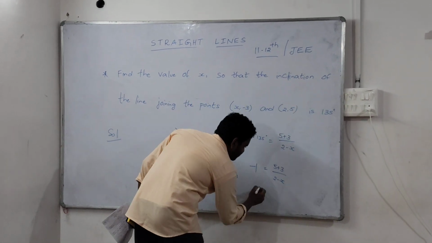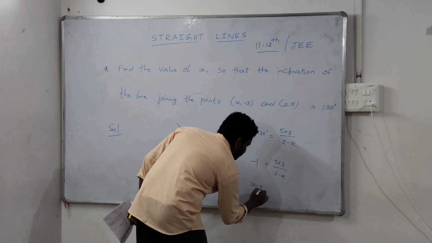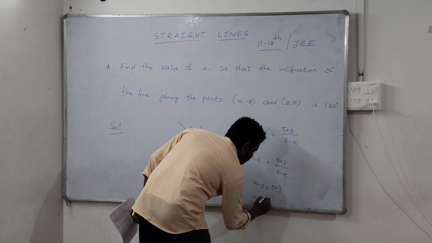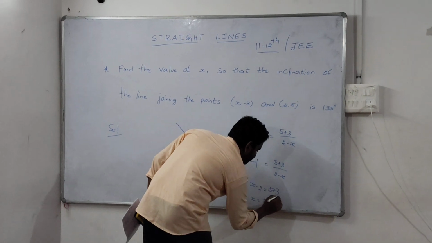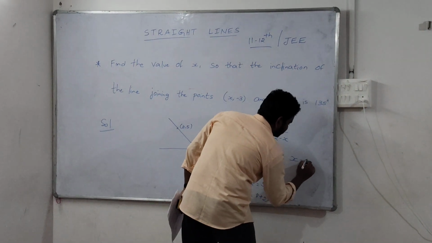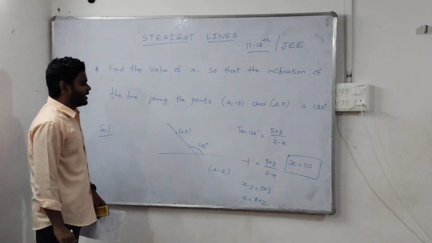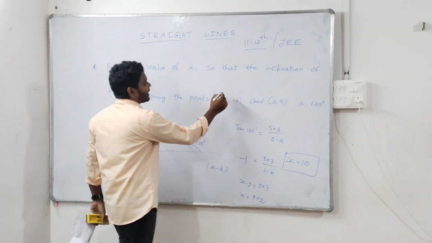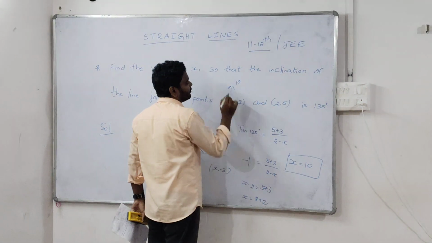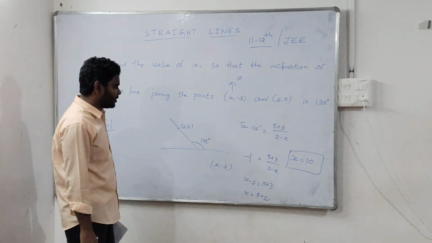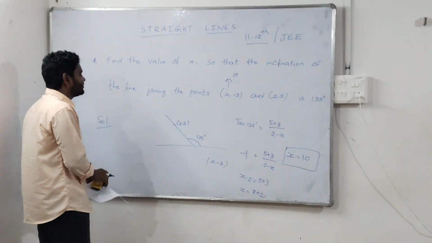When this is cross multiplied, x minus 2 equal to 5 plus 3, so x equal to 8 plus 2. There we get x equal to 10. This comes out to be 10 and the problem is solved. Okay, this is one kind of problem.